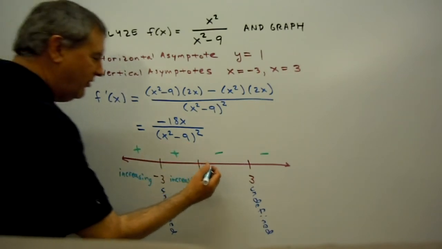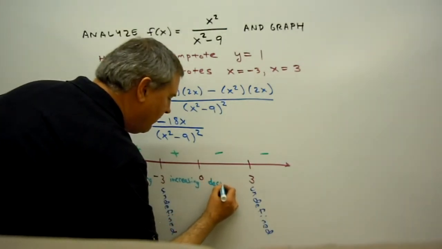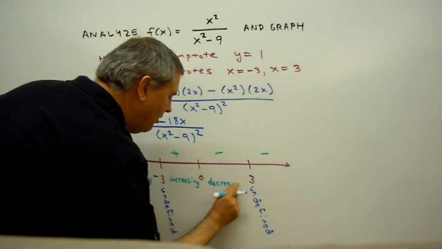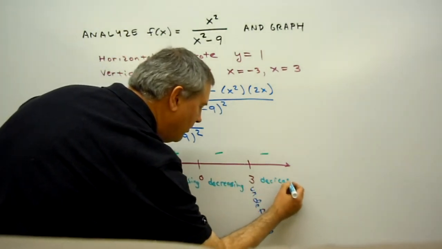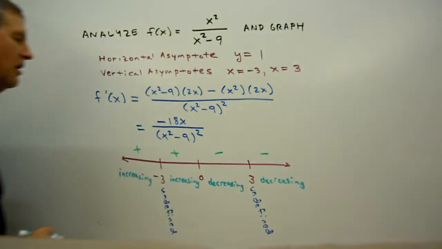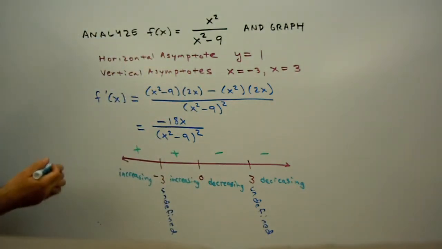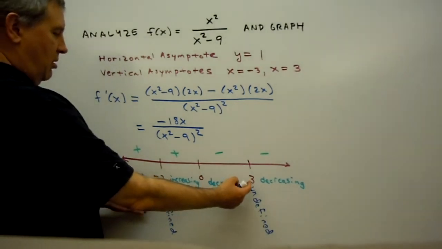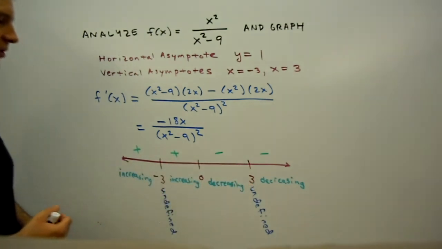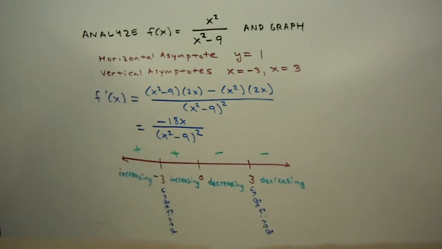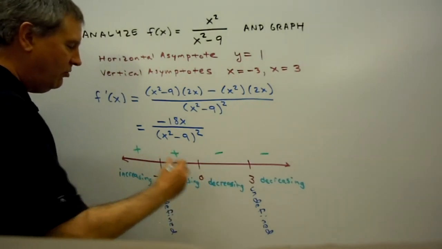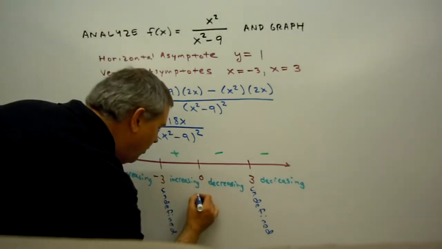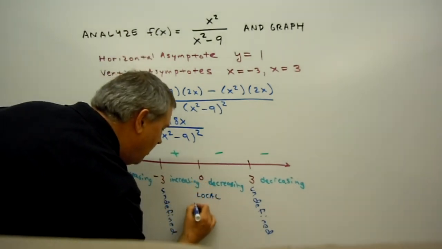And then where the function is decreasing is where the first derivative was negative, on the interval from 0 to 3 and from 3 to positive infinity. One other detail to point out, at negative 3 and 3, the function is undefined, and in fact we have vertical asymptotes at those 2 points. But at 0, we have the function increasing followed by decreasing, which would indicate that at 0, we do have a local maximum.